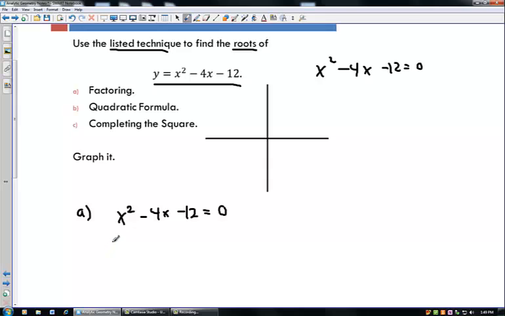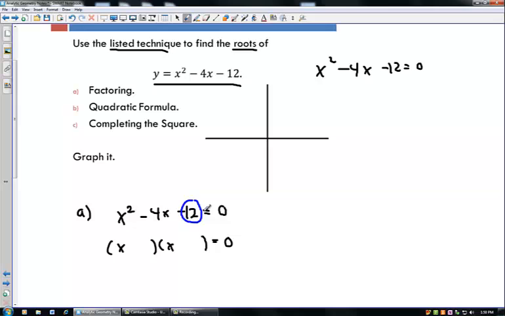The idea behind factoring is that you can rewrite this as x plus or minus something times x plus or minus something equal to 0. And what you need to figure out is the plus or minus somethings. The way we do this is you look at this number here, 12, and you think of factors of 12. The first one that comes to my mind is 3 and 4, because 3 times 4 is 12. And you say to yourself, is there any way to add or subtract 3 and 4 and get this negative 4 out? And there's not.